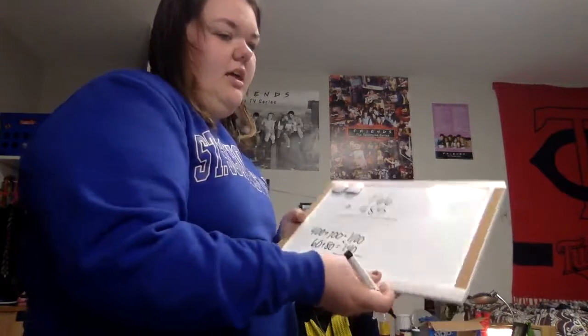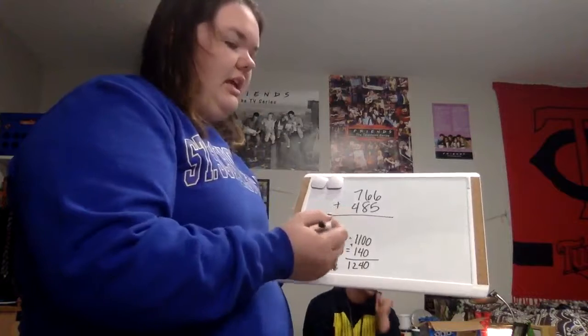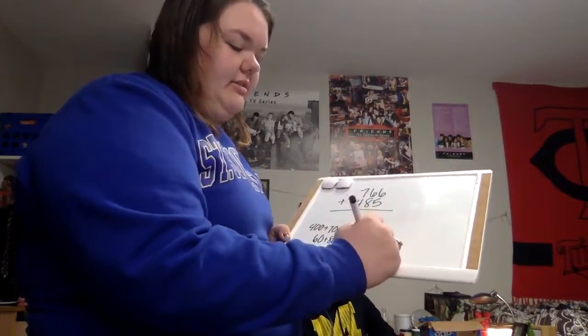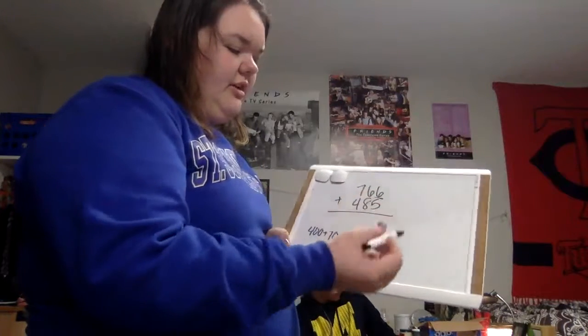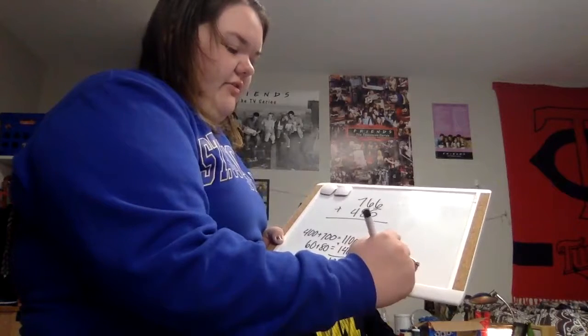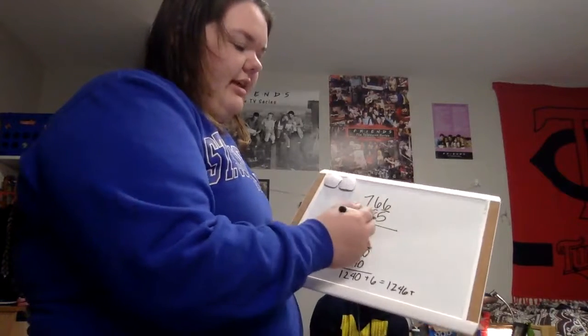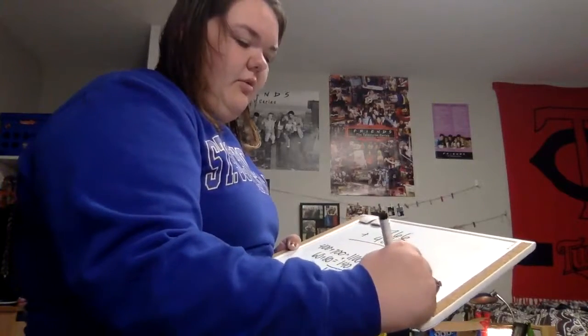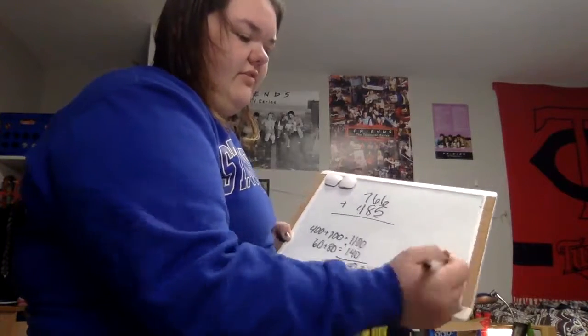1,240. And then you will take this number that you have here, and you'll add 6, because your 6 is right here. And then you'll get 1,246, and then you'll add that last 5, and your final answer will be 1,251.